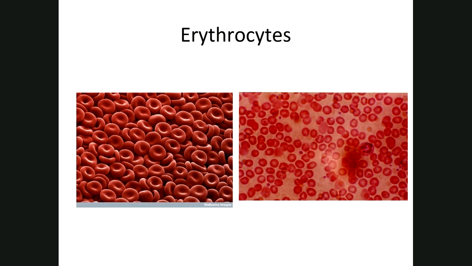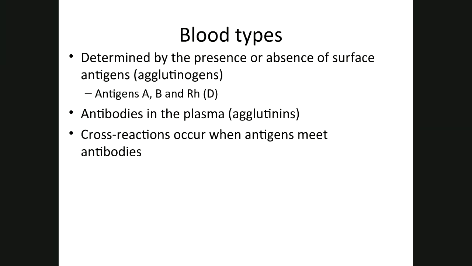Well, red blood cells, on their surface, they have antigens. An antigen in this case is just a protein sticking out. So here's this protein. And these proteins can create problems.